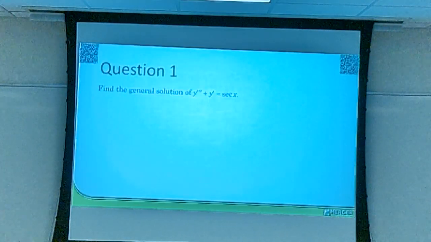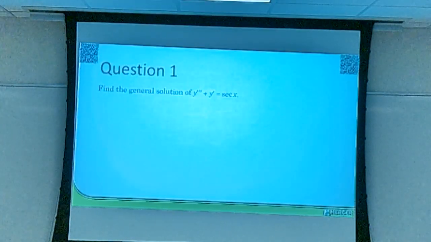Now that was just to find the particular solution. Then it's the same as undetermined coefficients. You have your complementary plus your particular, and the complementary is still the solution of the homogeneous. So, the general solution for y triple prime plus y prime equals secant of x.